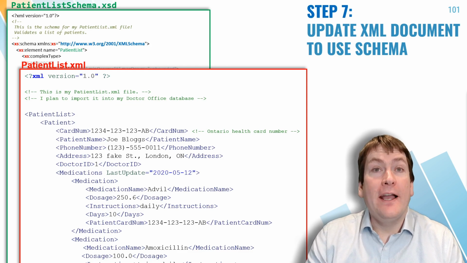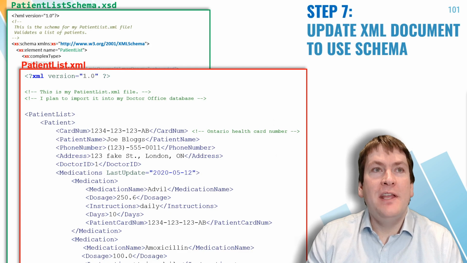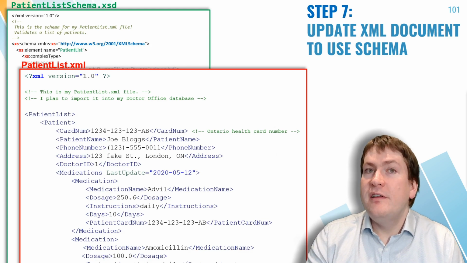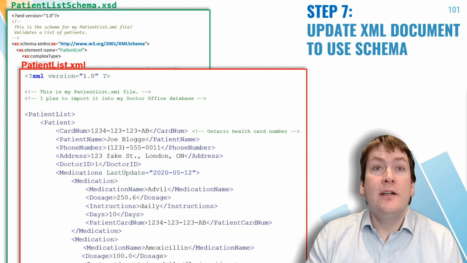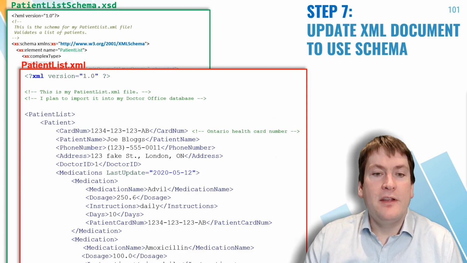So here we have the XML document from our last video tutorial. Should be exactly the same. I just added a little bit of syntax highlighting to make it more readable. So we're going to have to add one thing just to say that this XML document is following the schema we made, and we do that in the root element of our XML document. So in this case, the root element is patient list.